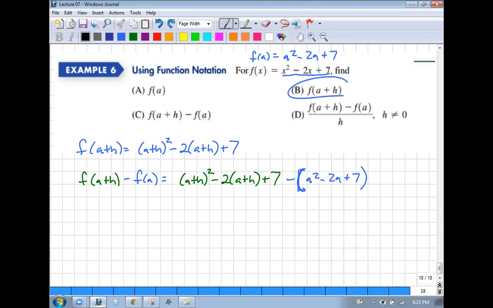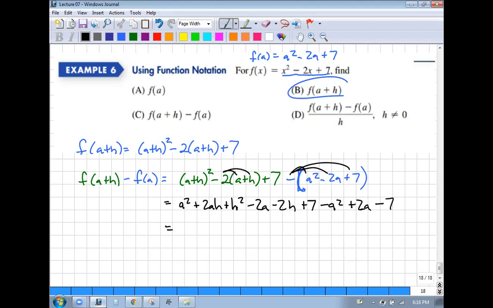So now, if we wanted to, we could simplify, right? What would this be if we simplified it? This guy is a squared plus 2ah plus h squared. Here I got a minus 2a, a minus 2h plus 7, minus a squared, minus minus 2a, and then a minus 7.